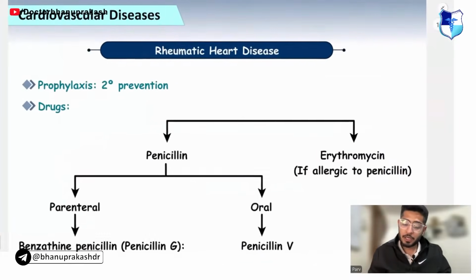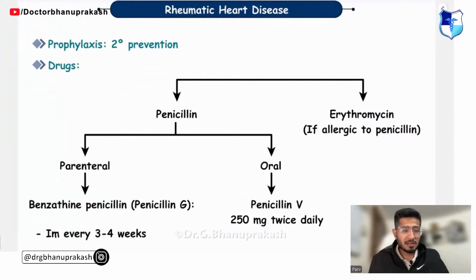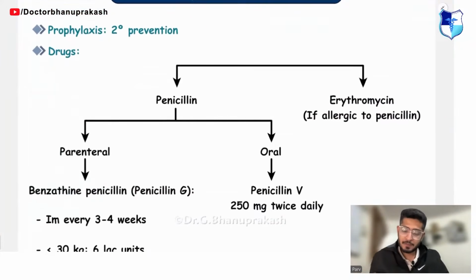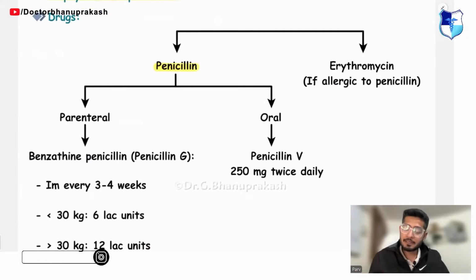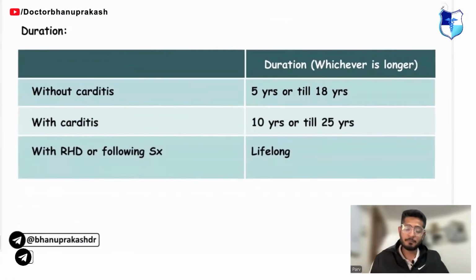Okay, coming on to cardiovascular diseases, just remember, a lot of questions are asked on the prophylaxis of RHD. So let me tell you about the prophylaxis of RHD. Either you can give penicillin, but if the patient is allergic to penicillin, you have to give erythromycin. The dose of penicillin is written, but dose is actually not important. Just remember that orally we give penicillin V, whereas parenterally we give benzathine penicillin. And then this is extremely important: the duration.